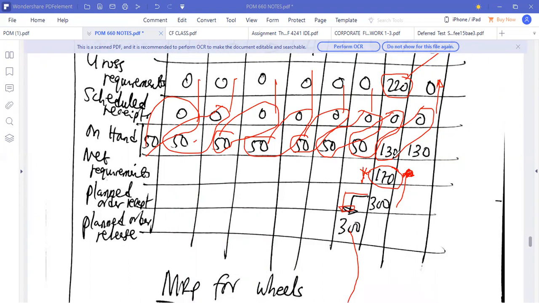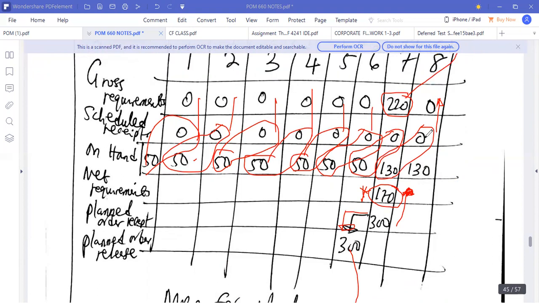So that's our next on hand after ordering 300. When you've ordered 300, but our shortage was 170 units, we can clear the 170 and remain with an on hand of 130. Okay, it's clear. So this 130 plus 0 minus 0, we still have 130 units on hand.